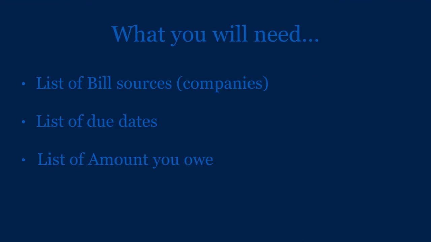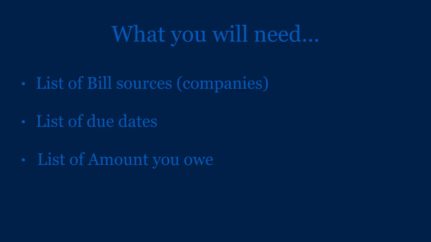the bills portion. So what you're going to need for this section is a list of the bill sources or the companies that you owe. And you want to be very specific with this because if somebody in your family needed to come in and pay your bills one day, if you were out of town or something, they need to know who they need to pay. So be very specific with the name of the company.